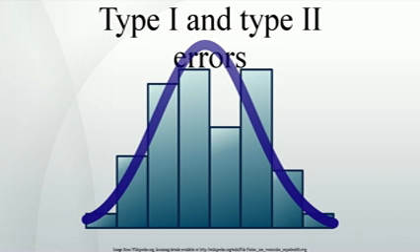Receiver operating characteristic. The article Receiver Operating Characteristic discusses parameters in statistical signal processing based on ratios of errors of various types.